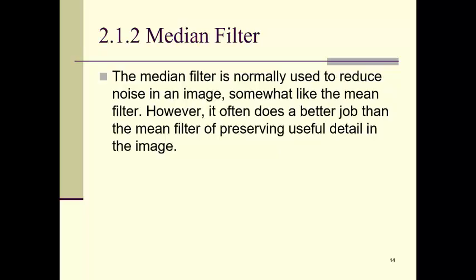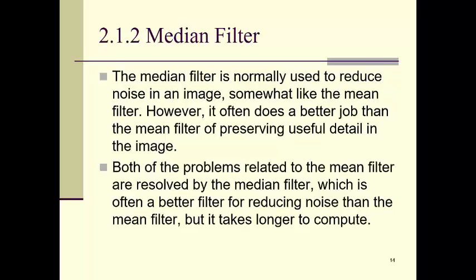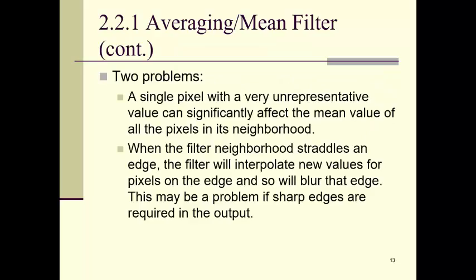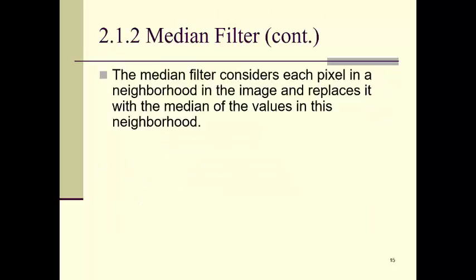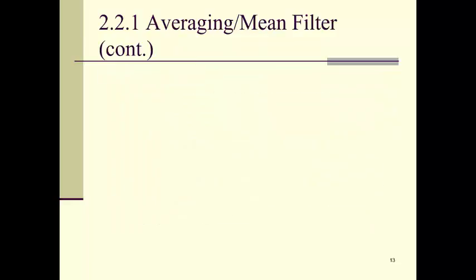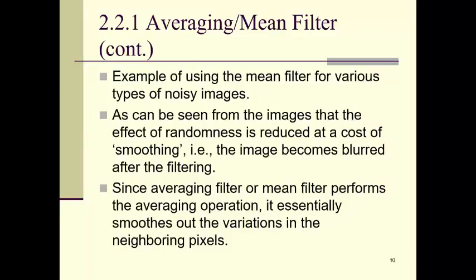How? Here we say that both of the problems related to the mean filter are resolved by the median filter. If you remember, the two problems related to the average filter or the mean filter are that a single pixel with an unrepresentative value will affect all of its neighboring pixels, and if I have an edge, this edge will be blurred. How will this be solved in the median? Let's look at this figure here.